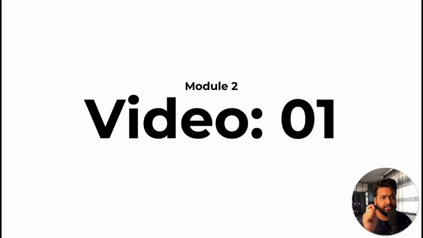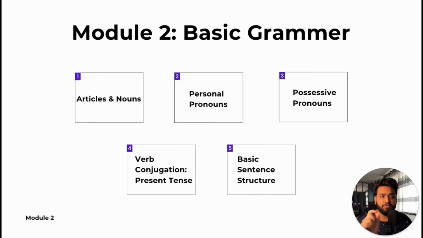Before we start with video number 1, let's see which videos we will cover in this entire module. Module number 2, basic grammar. The first video of module number 2 is articles and nouns. That means in this video, we will talk about articles and nouns. In the second video, we will talk about personal pronouns. There are two types of pronouns. One is personal pronouns and the other one is possessive pronouns. And in the third video, we will learn about possessive pronouns.